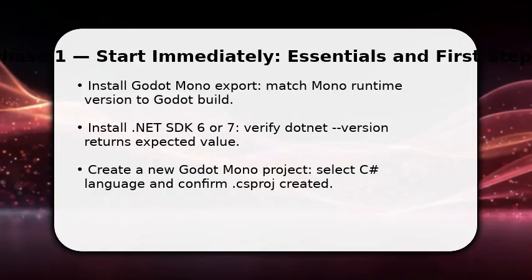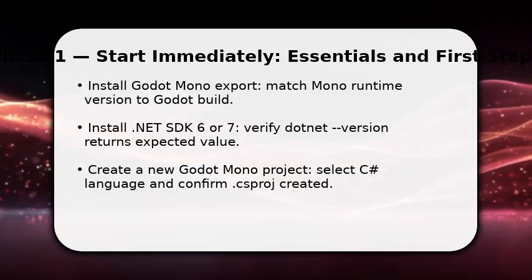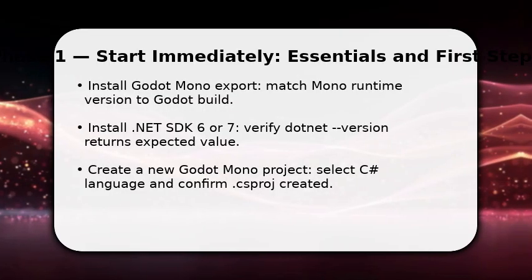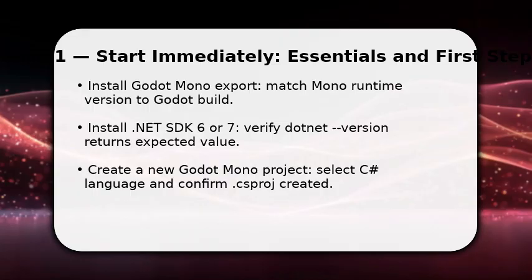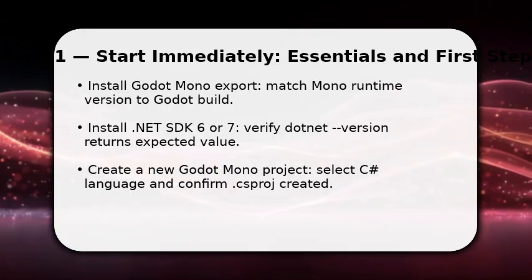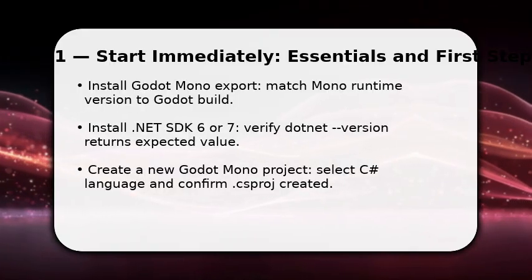You start by aligning Godot and Mono. This is the only way to use C# reliably. Install the matching Godot Mono build and a supported .NET SDK, then create a new Mono project. Once done, open the generated C# .csproj in an editor so you can inspect references.